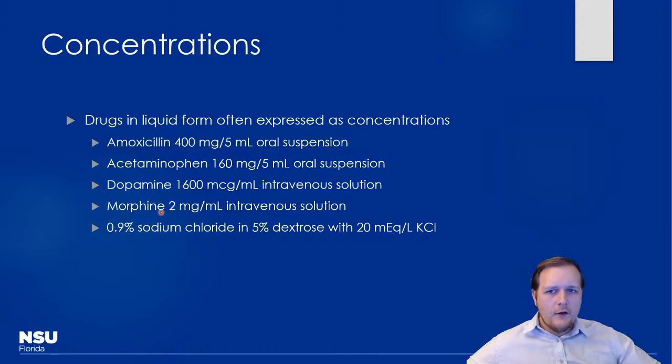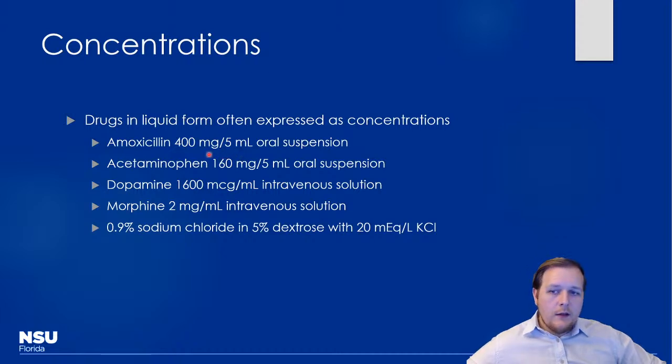So let's say we have a drug that's in a liquid form. As I mentioned, it's listed in its concentrations. For instance, with oral suspensions, you'll see this quite a bit. Amoxicillin, 400 milligrams per 5 mLs. Or acetaminophen, 160 milligrams per 5 mLs. Why do they do per 5 mLs? Because everything used to be dosed in teaspoons, so this is sort of an anachronistic thing, but it's still listed that way.